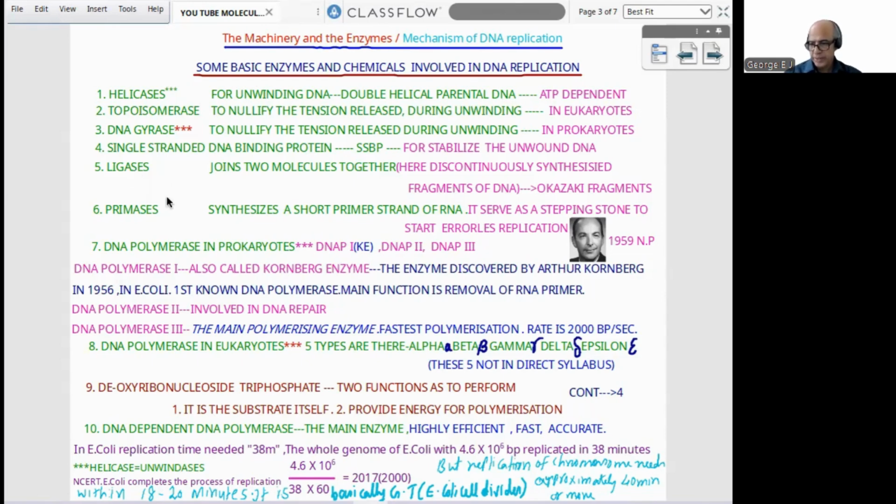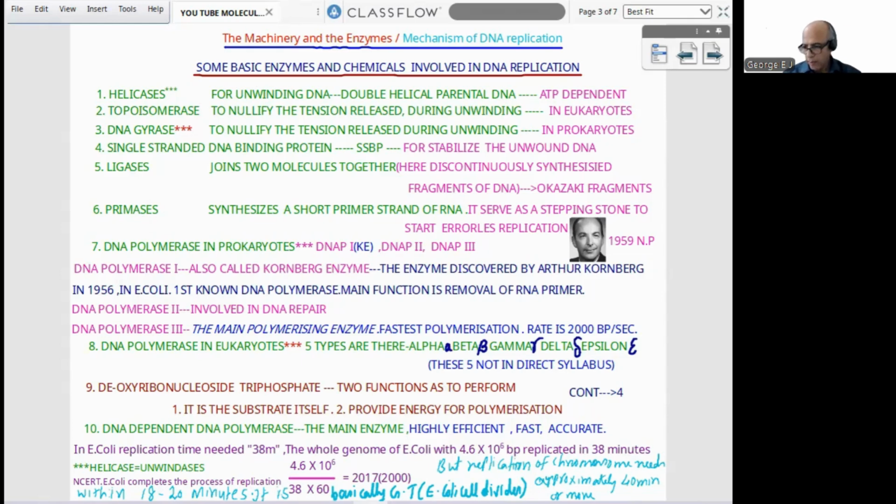Sixth is primases. It synthesizes a short primer strand of RNA, and it serves as a stepping stone to start errorless replication. On this RNA only, DNA can come and develop. So initiation is connected with the RNA primer. For that, the primase enzyme is needed.